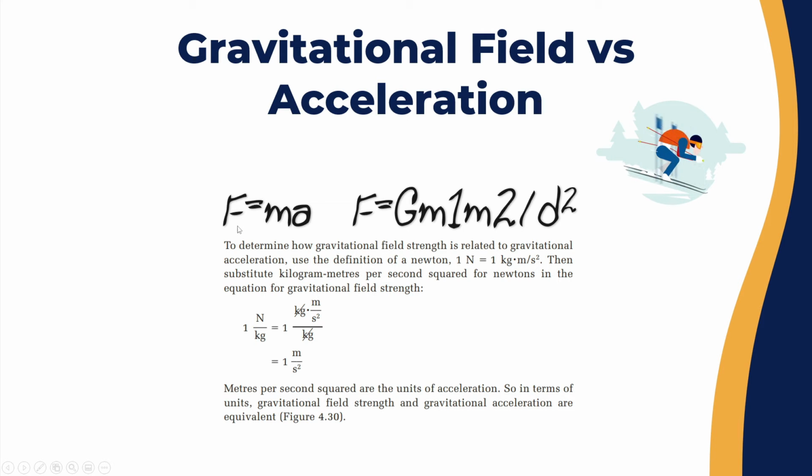You can do the same by equating this equation to this equation. So ma equals G m1 m2 over d squared. You can have m1 and m2 as a unified mass, and you do the substitutions needed. You will end up with the acceleration equal to the force over the mass. Putting the units together and doing the simplification needed, you will land on the unit of 1 meter per second squared. So meter per second squared are the units of acceleration. So in terms of units, gravitational field strength and gravitational acceleration are equivalent.